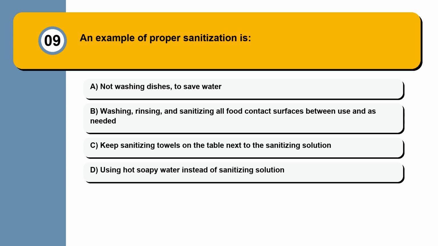Question 9. An example of proper sanitization is: not washing dishes to save water; washing, rinsing, and sanitizing all food contact surfaces between use and as needed; keeping sanitizing towels on the table next to the sanitizing solution; using hot soapy water instead of sanitizing solution.